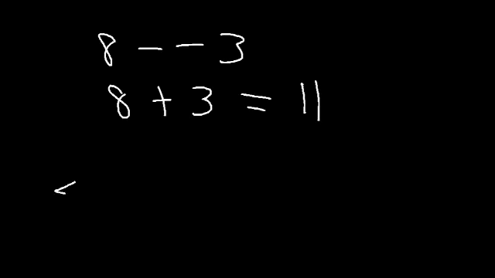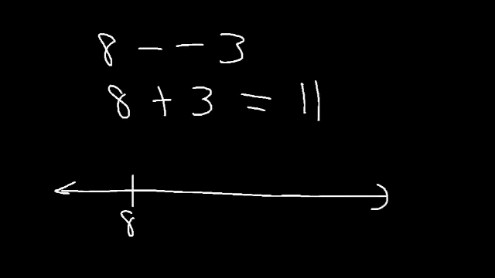So what about 8 minus negative 3? How would you do that one? We can change the 2 negative signs into a plus. So this is 8 plus 3, which we know is 11. If we start from 8 and go 3 units to the right, we would end at 11.